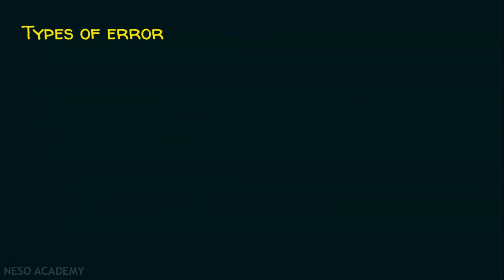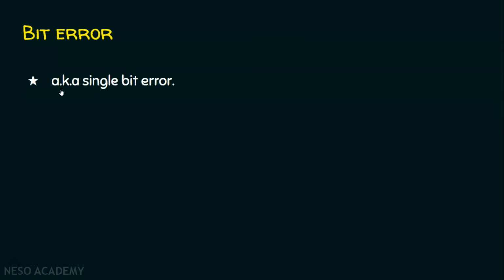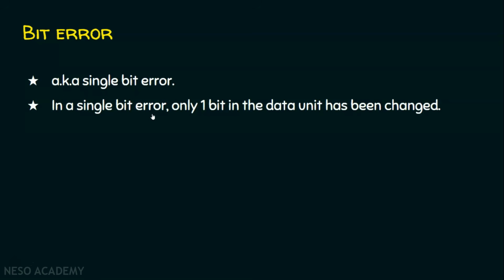Now let's see what are the types of errors. We have basically 2 types of error. Number 1, bit error, and number 2, burst error. We will start with what is a bit error. In a bit error, only one bit is going to be changed. So it is also known as single bit error. And in a single bit error, only one bit in the data unit has been changed.